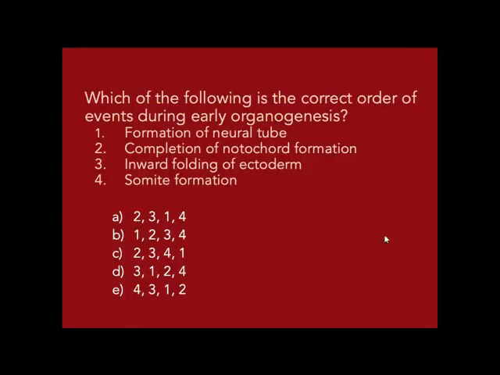All right, so which of these is the correct order of events during organogenesis? What happens first? Well, first you get the notochord. Okay, then what? Then it folds the ectoderm in to make a neural tube. Yeah. And then the somites form. Okay, so what numbers is that? 2, and then 3, and then 4. No, 2, and then 3, then 1, then 4. Yep.